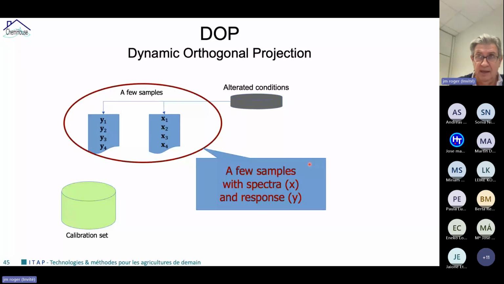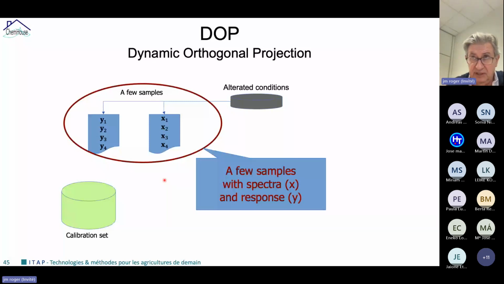Okay, so here this method will answer this problem, but we assume that we have a few samples in the target domain. Here, this is the target domain. You have a few samples with the Y. Okay, we have the X and the Y. We have measured the spectrum, and you have also destroyed the sample in order to have the reference value.